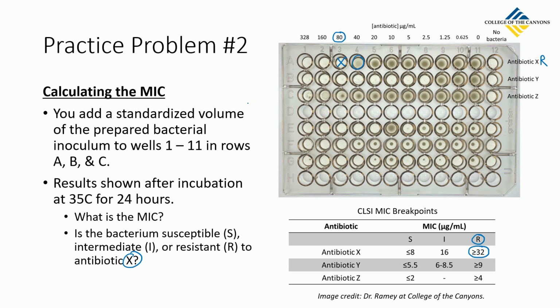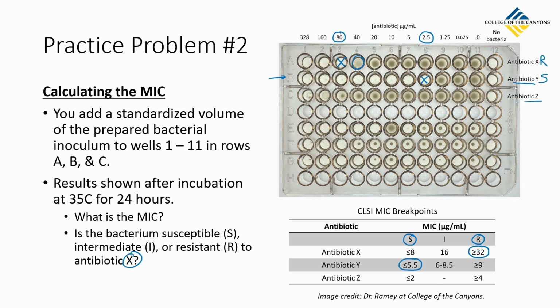So let's look at antibiotic Y. So that's in row B here. Looks like we have no growth in well B8. So that contains our MIC concentration of 2.5. Looking at our MIC breakpoint chart here for antibiotic Y, 2.5 is below the 5.5 breakpoint there. So the bacterium is sensitive to antibiotic Y.